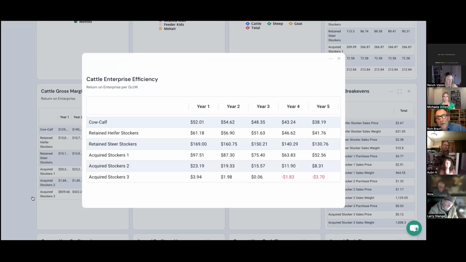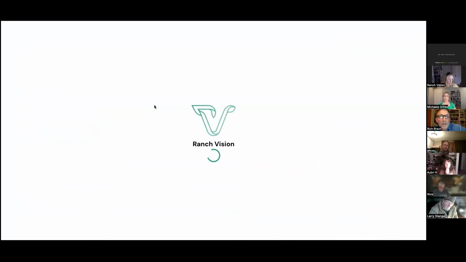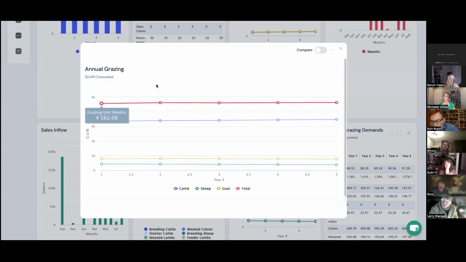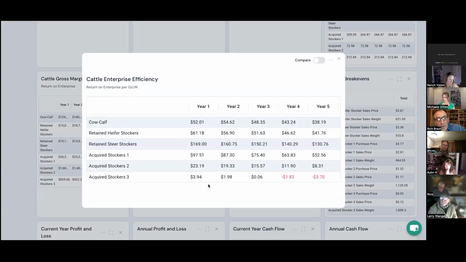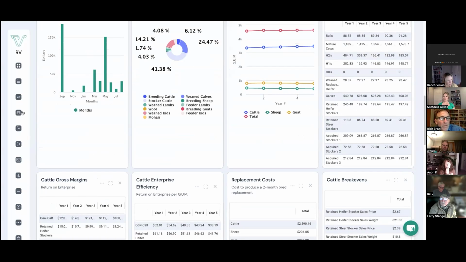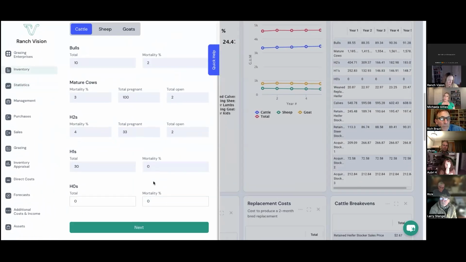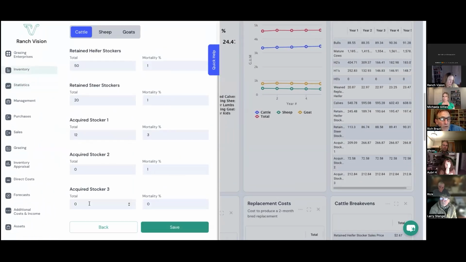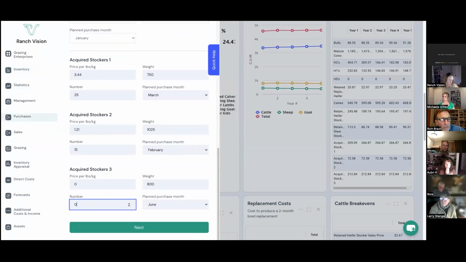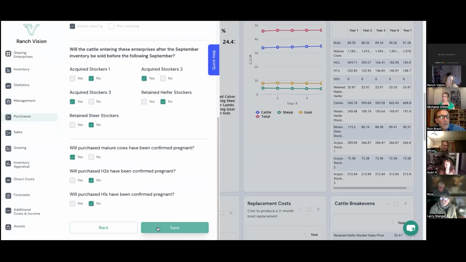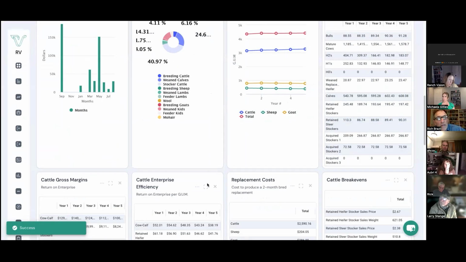Yeah, so let's go make a plan here. Okay, so let's make a new scenario and let's do things differently. And look at how much grass we're eating right now. What is it? It's 4,562. Okay. Now, if we look at our enterprises, we see some are better than others. Those acquired Stalker 3 aren't very good, so let's quit purchasing those. Let's quit taking those on. And yeah, put that at 0. Acquired Stalker 3 purchases, 0. Okay. And let's use that grass.